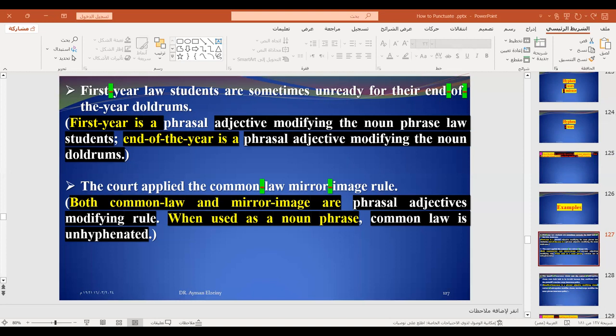Another example: the benefit-of-insurance clause and the waiver-of-subrogation clause were both held to be invalid because they conflicted with the plaintiff's marine-cargo insurance policy. Benefit-of-insurance is a phrasal adjective modifying clause, while waiver-of-subrogation modifies clause. Marine-cargo modifies the noun phrase insurance policy.